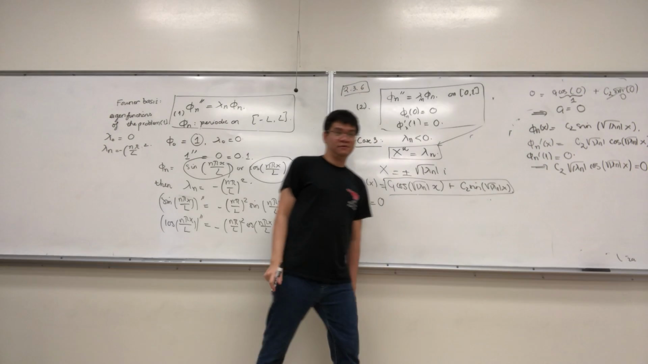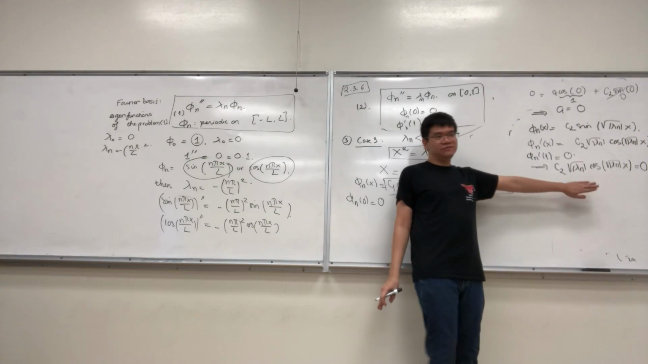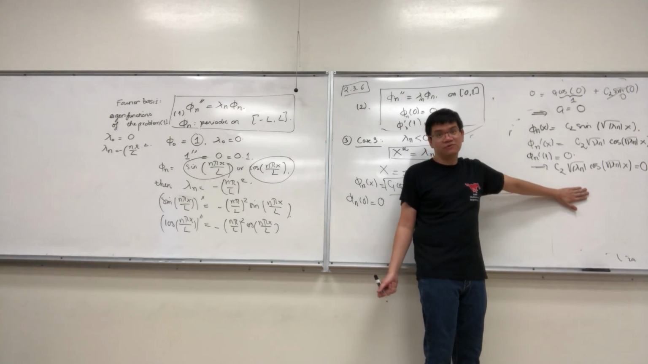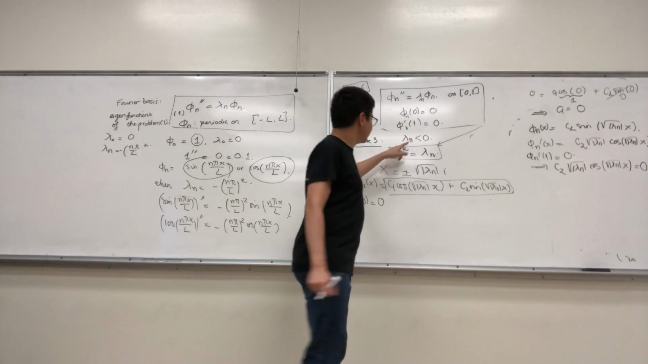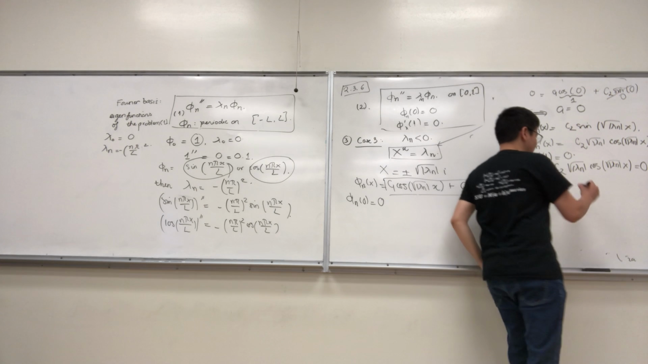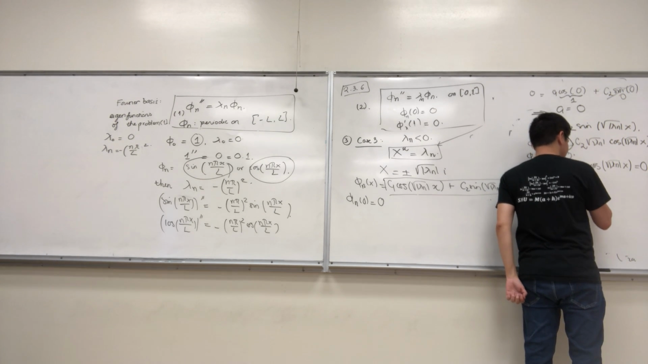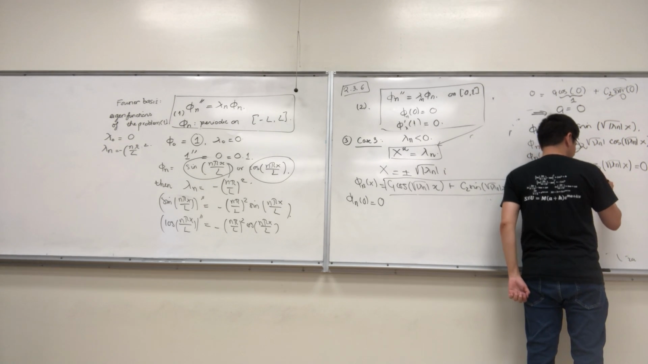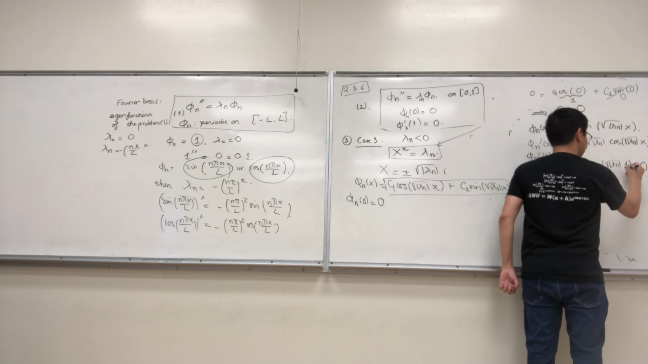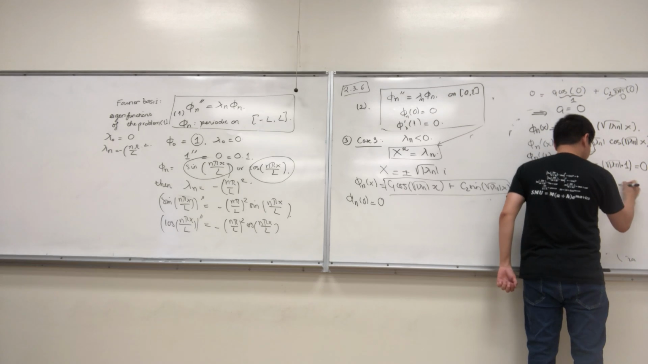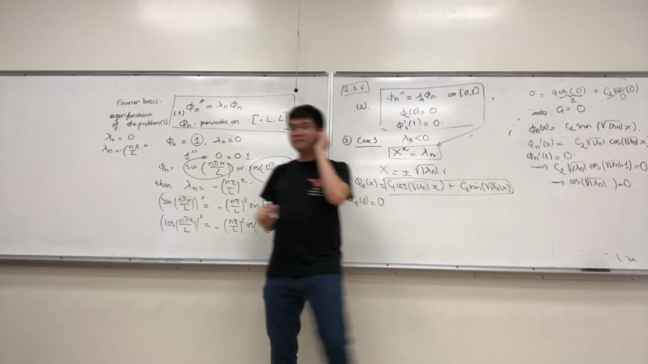Right? But I don't want C2 to be 0 because it's going to give you the function 0. So this C2 is not 0. The lambda n is negative. So basically this leads to cosinus of square root of lambda n times 1 is 0. All right?